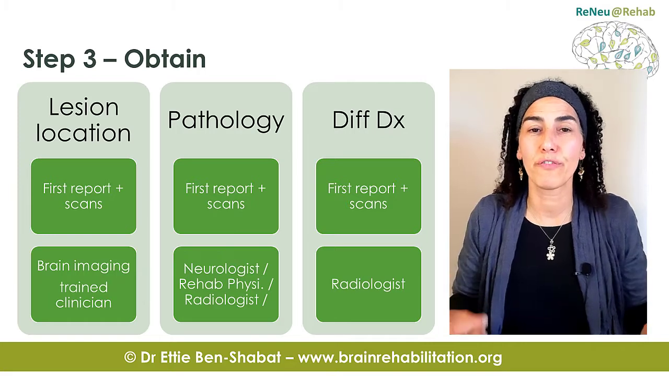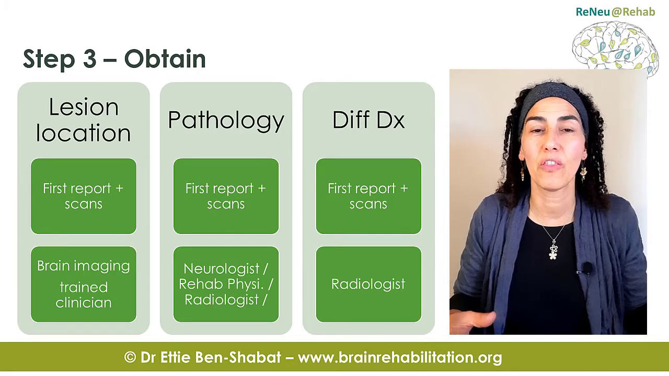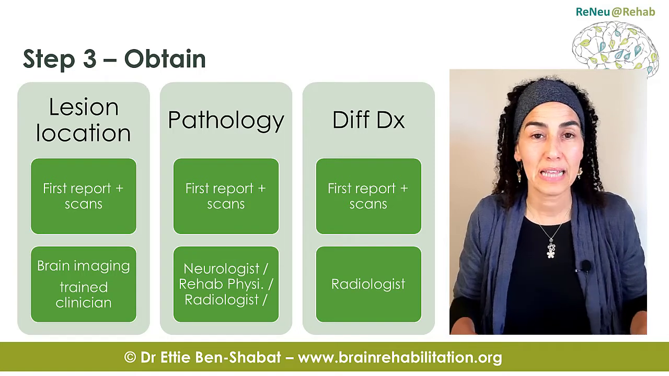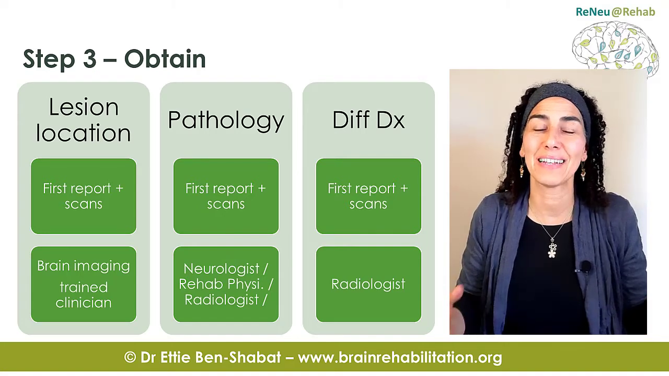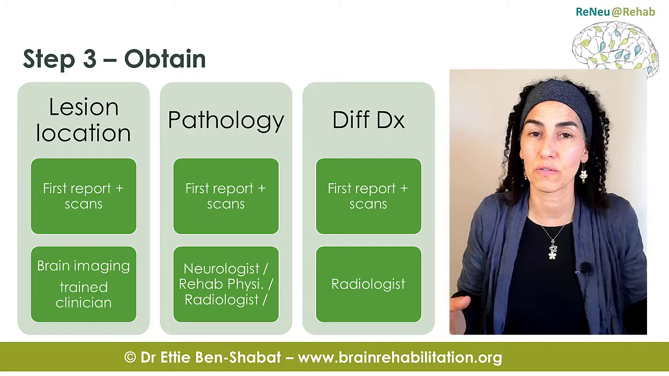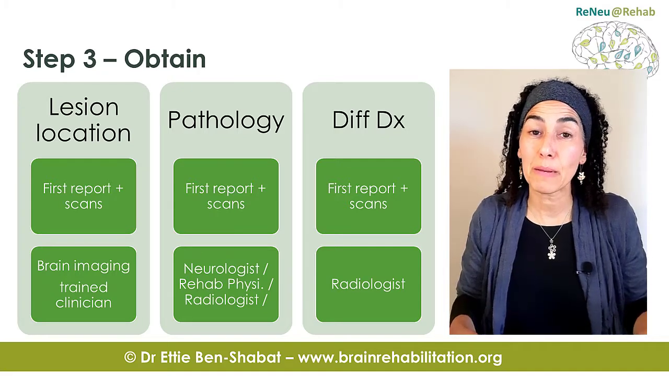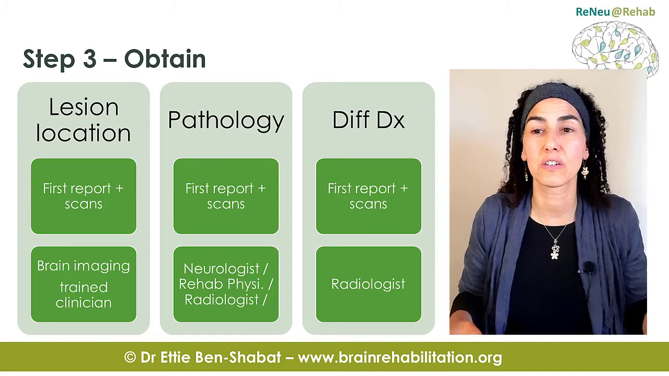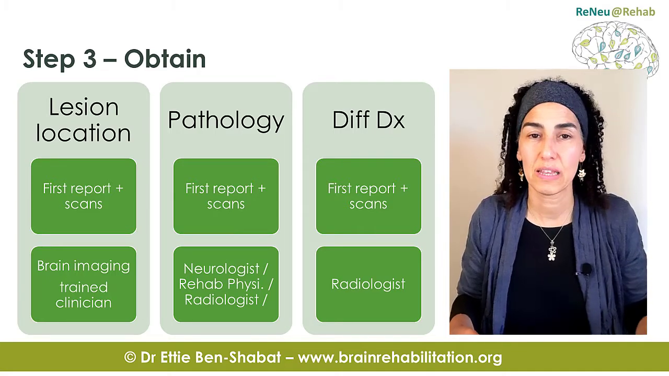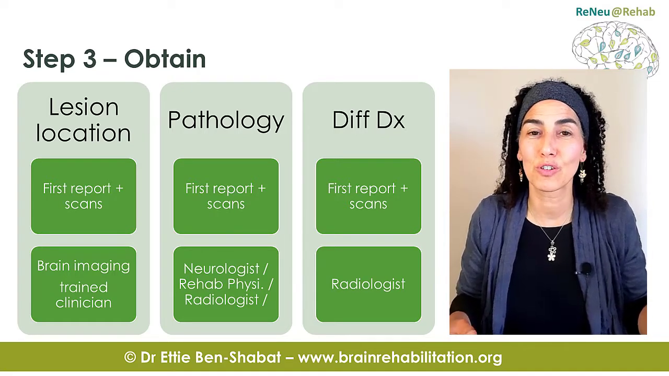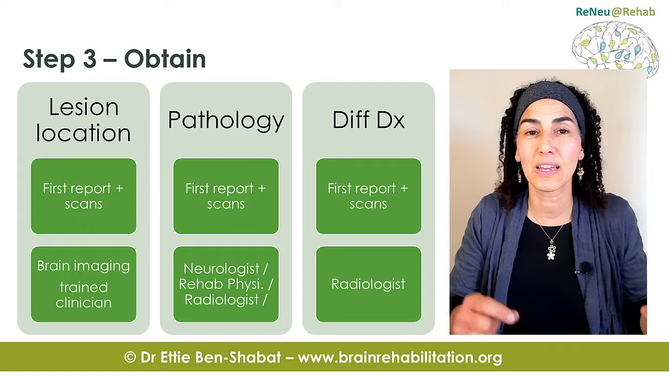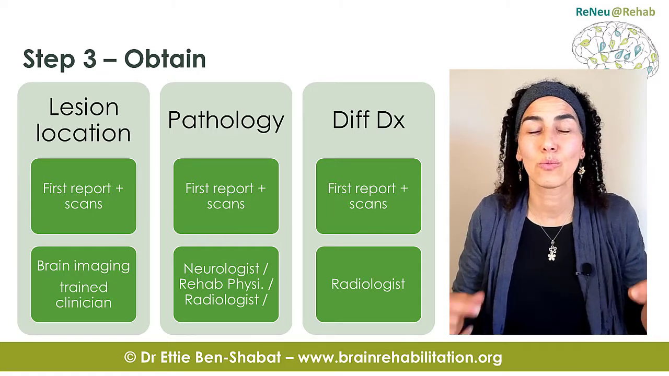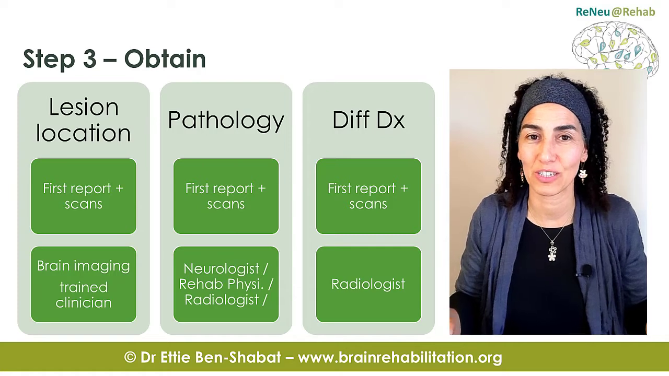But even in the first radiology report, you don't always get a lot of information about all the categories. So if you need more information about lesion location, find someone that had brain imaging training. Now, it might be a rehabilitation clinician who did my course, or it might be a radiologist. It's someone who can answer your questions about the exact location of the lesion. If your question is about pathology, then you need to talk with the neurologist or the rehabilitation physician or the radiologist. But if your question is about differential diagnosis, probably the best person to talk with is the radiologist. So to obtain the information that is missing, you go to the clinician, the professional that will have the best ability to answer that question.